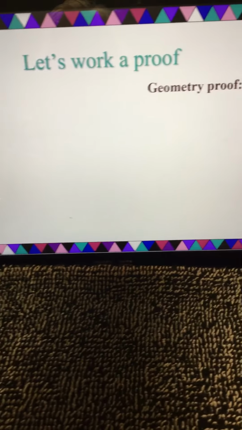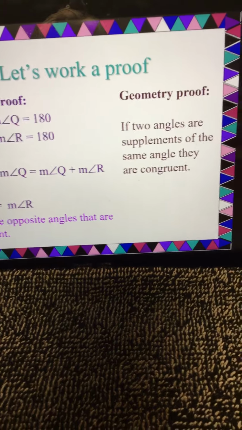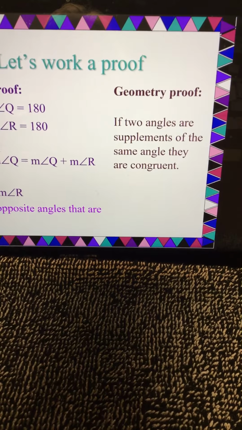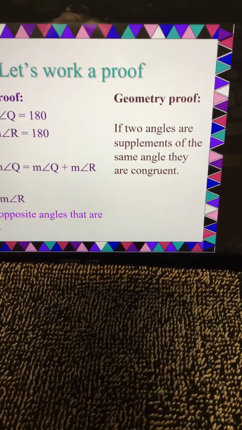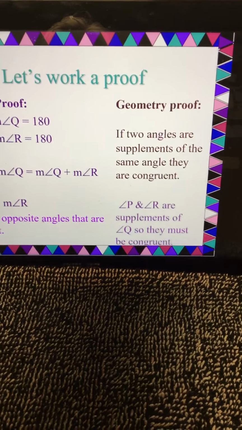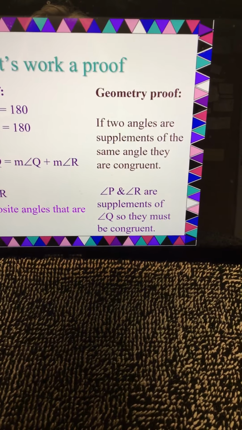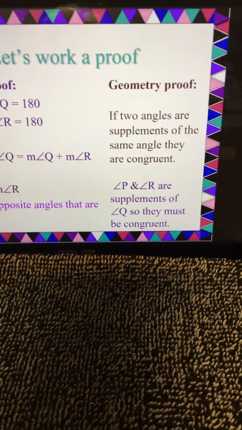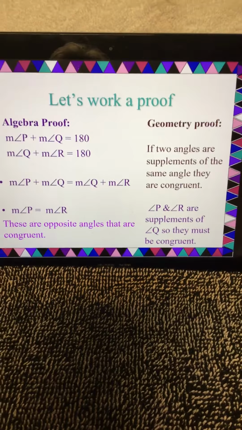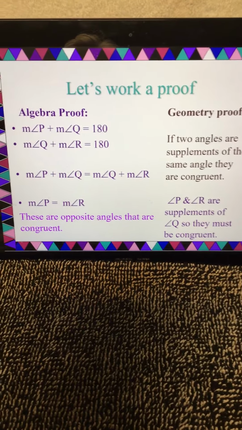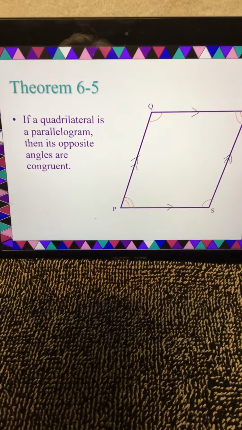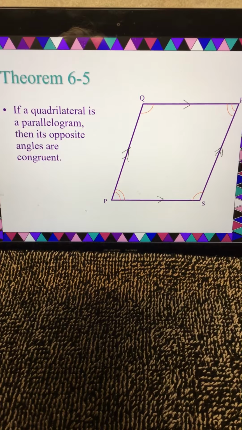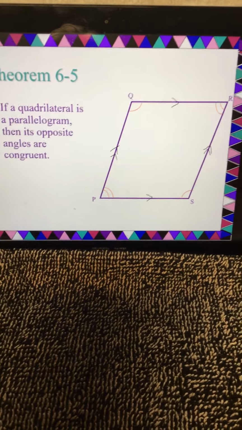Then if we look back at this geometry proof over here, we're doing this with geometry, not algebra. We learned a theorem back in chapter 2. If two angles are supplements of the same angle, they are congruent. P and R are supplements of Q, so they have to be congruent. So either way we want to go, with an algebra proof or with a geometry proof, we just proved that opposite angles are congruent, and that's our next theorem. If a quadrilateral is a parallelogram, then opposite angles are congruent.